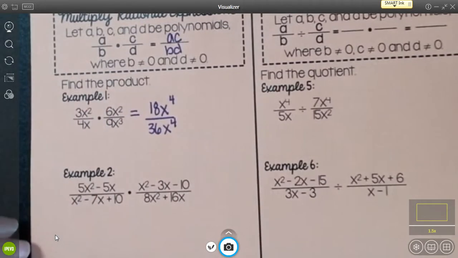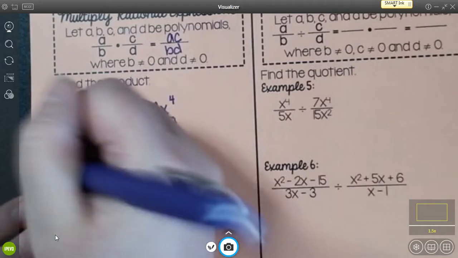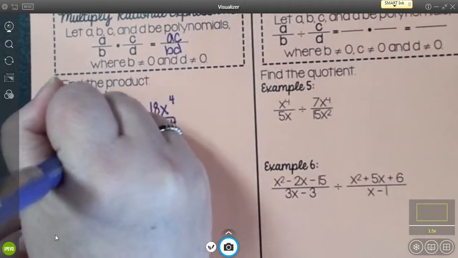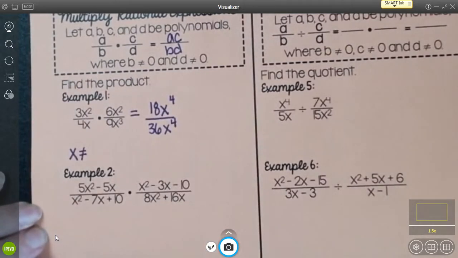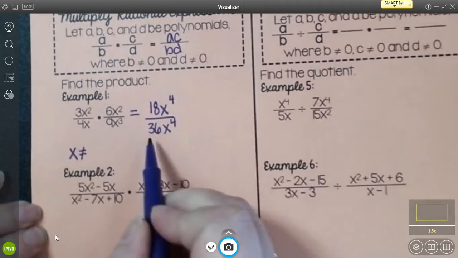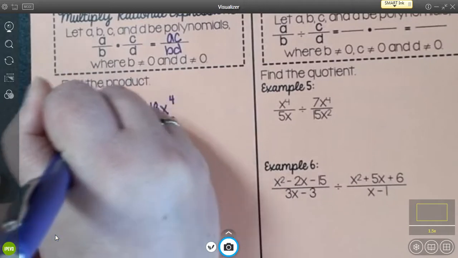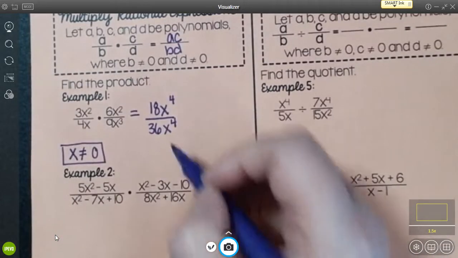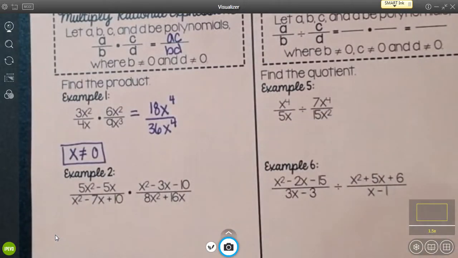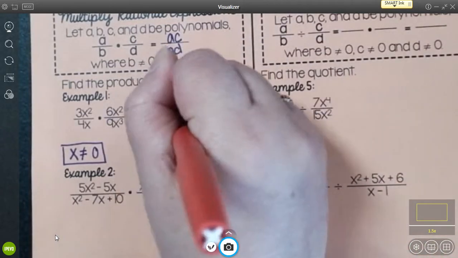So let's talk about restrictions. X cannot equal what? Look at your bottom. X cannot equal 0. That's the first part of our answer. Second part now is to simplify. Is there anything that we can cancel out? X to the 4th we can cancel out.